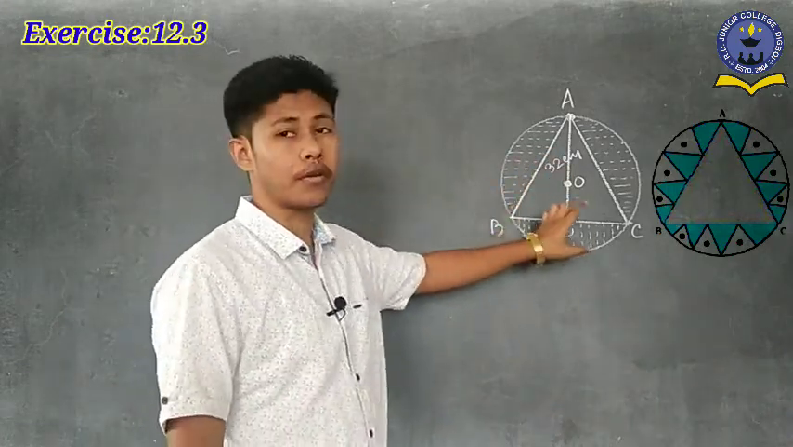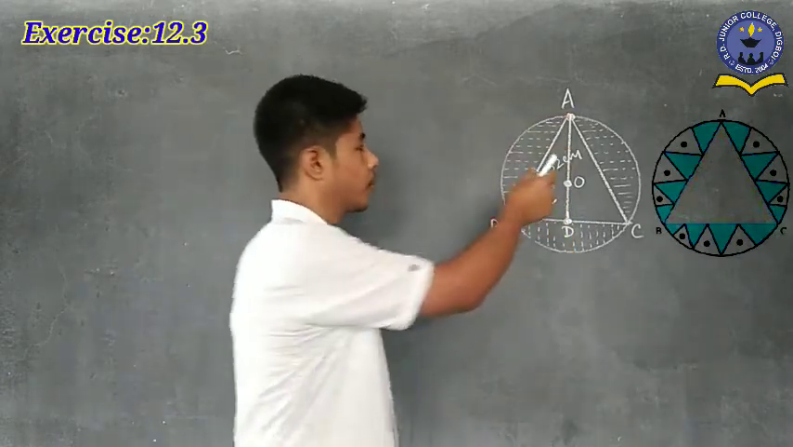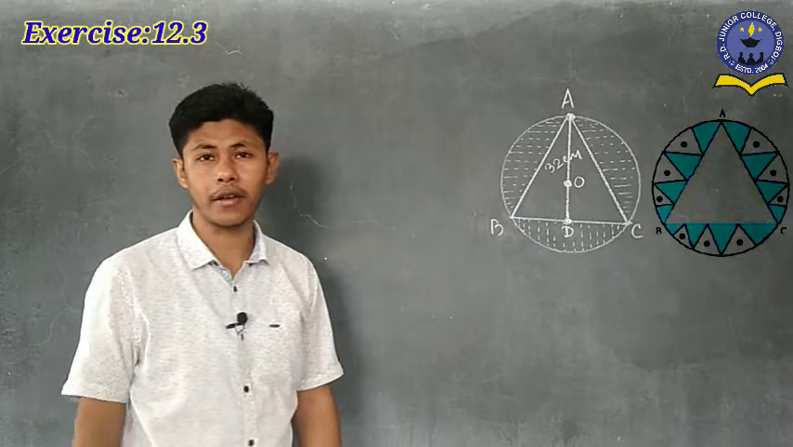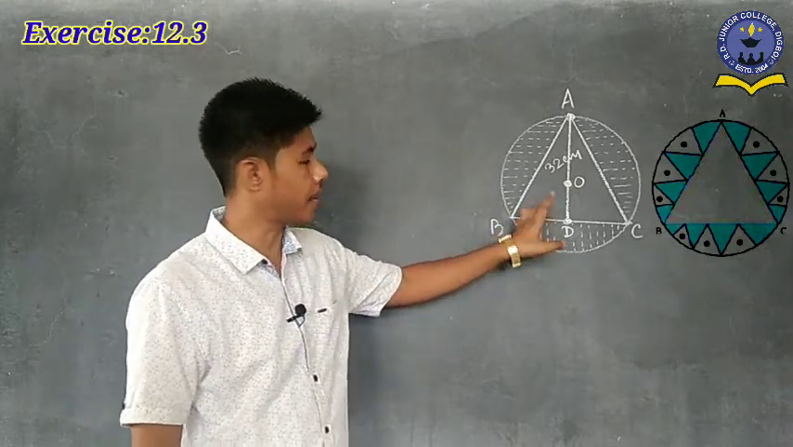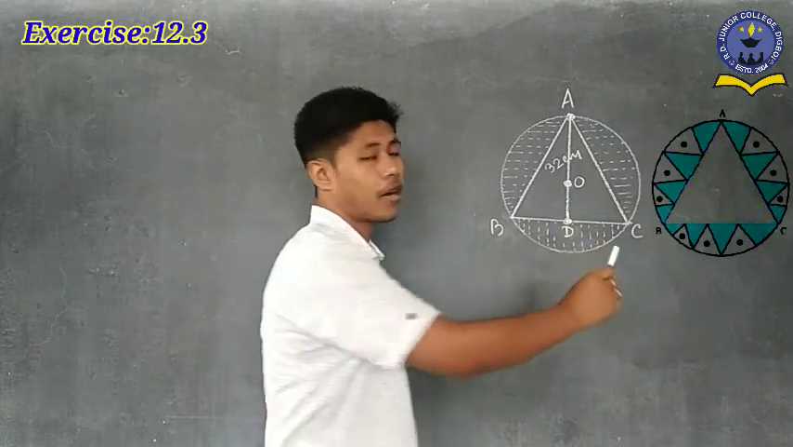So what you have to do here, for that reason first of all we have to draw the median. Because we know this is an equilateral triangle, according to our question this triangle is mentioned as an equilateral triangle. So that means each and every angle is how much here?